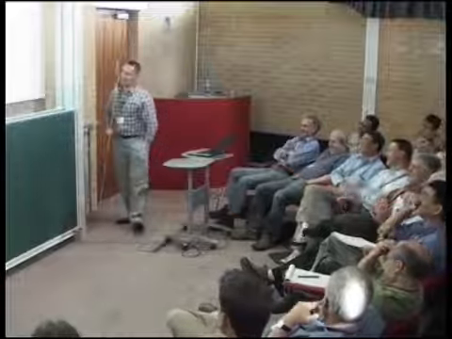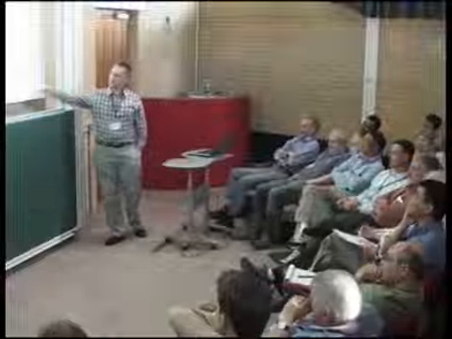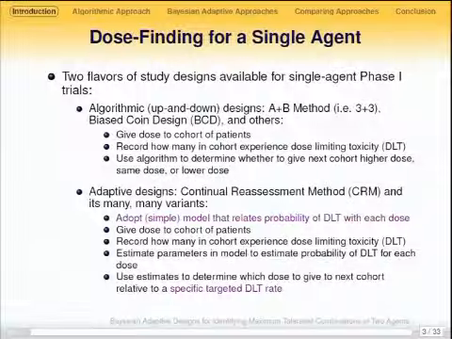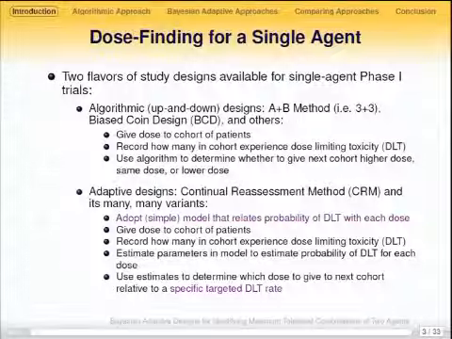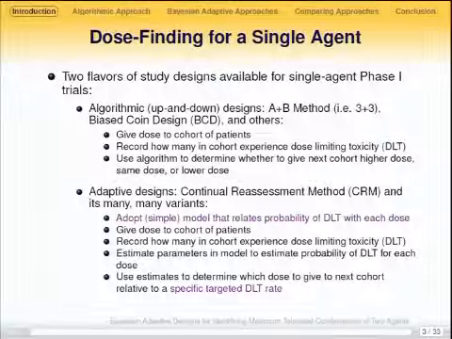So we've got to adopt some model that says how the probability of DLT is going to relate to what dose I give to a person. But then a lot of it is the same. You give that dose to one person or a bunch of people. You see who gets DLTs. You use that information to estimate the parameters in your model. And then you use that information to decide what to do next. And you do that in relationship usually to a specific targeted DLT rate.